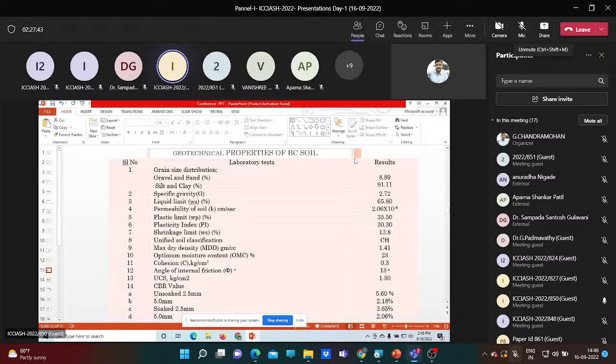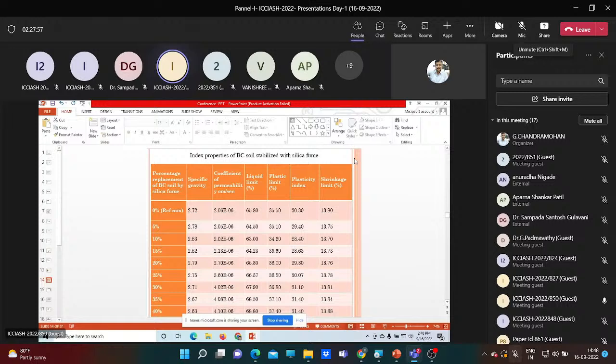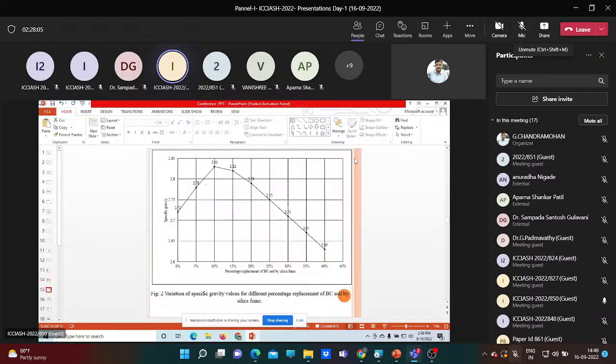Next, these are the properties identified for the black cotton soil. According to these properties, the soil was classified as CH, that is, highly compressible clay. These are the index properties of the BC soil stabilized with silica fume with varying percentages from 5% up to 40%. This is the specific gravity curve, wherein at 10% I got the peak value. On addition of 10% of silica fume, a specific gravity of 2.83 was achieved, and later with the increase in the percentage of silica fume replacement in the BC soil, the specific gravity goes on decreasing.